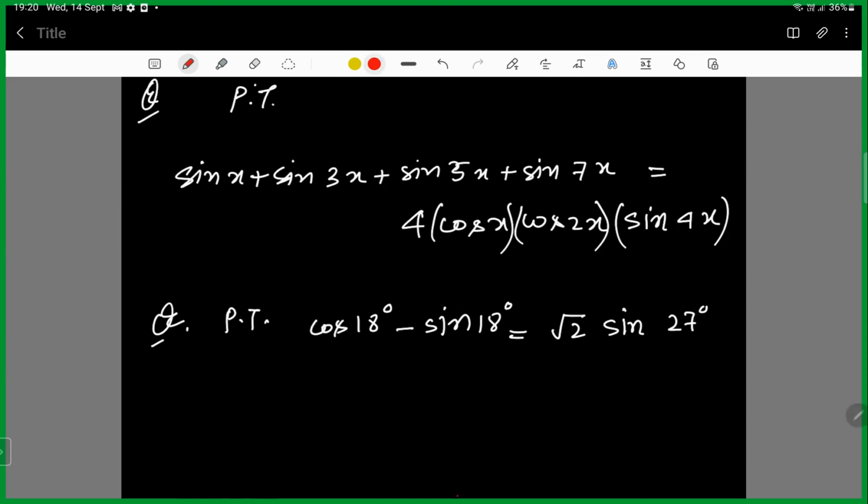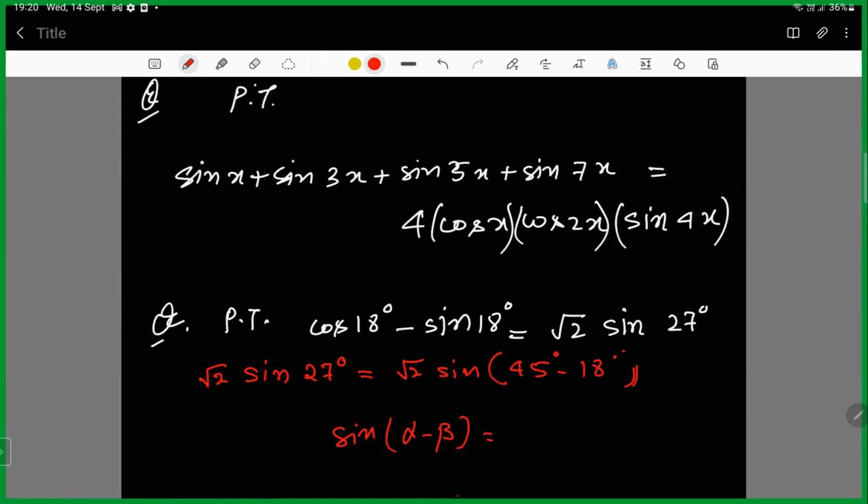So this you can take root 2 sin 27, right? So root 2 sin 27 you can write as 45 minus 18. Of course these are in degrees. So just write sin alpha minus beta. You must write the formula. That's how you will do it. Write down sin alpha minus beta, then the proof. It's very easy, right? You just need to find the pattern in mathematics.